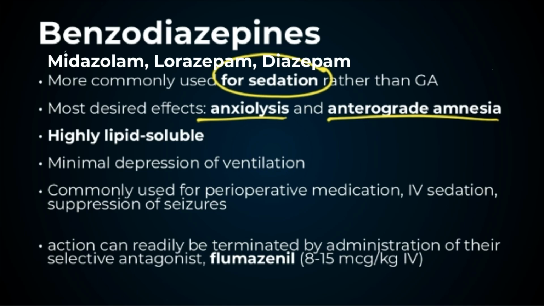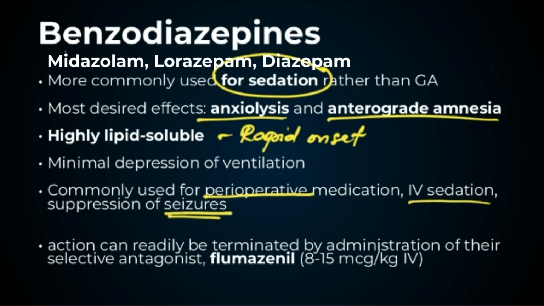So benzodiazepines are highly lipid soluble, so they rapidly enter the CNS and they have rapid onset of action. They also have minimal depression of ventilation. However, transient apnea can follow after rapid IV. Benzodiazepines are commonly used for perioperative medication, IV sedation, and suppression of seizures also.